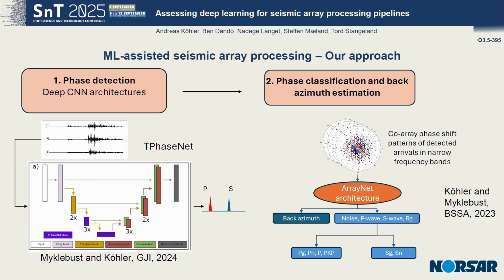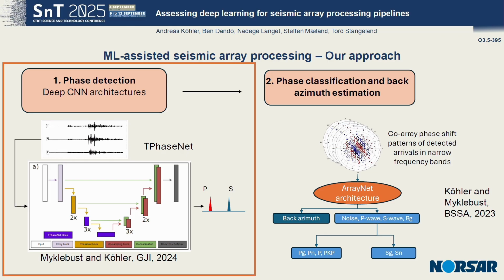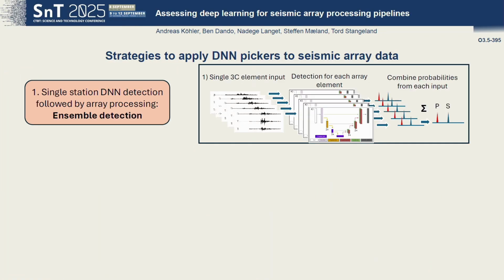And then we have a method we call ArrayNet, which takes basically time differences observed on an array for a detected arrival as input, and then is trained to estimate from that the back azimuth of the incoming arrival and which phase type we observe. It's basically a combined regression classification neural network. So first I will talk about the first step, the phase detection.